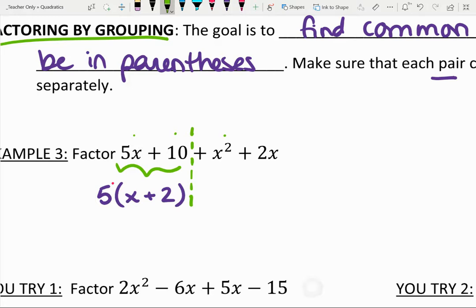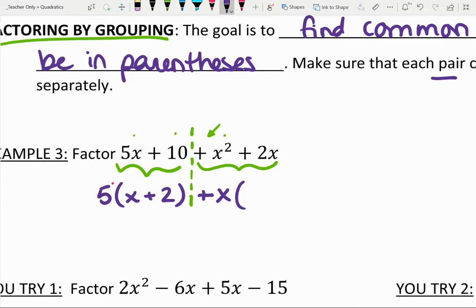Next, I'm going to look at my second pair, a positive x squared plus 2x. Notice I left that plus with the x squared. We always want to keep the signs or any pluses or minuses with the term that they're directly in front of. So when I think about x squared and 2x, again, I want to think about the greatest common factor. The greatest common factor between them is a positive x. Now, I know that we don't usually include a plus symbol when we're talking about positive numbers, but in this case, we're going to. We're going to include a positive there to make a note that it's a positive x.